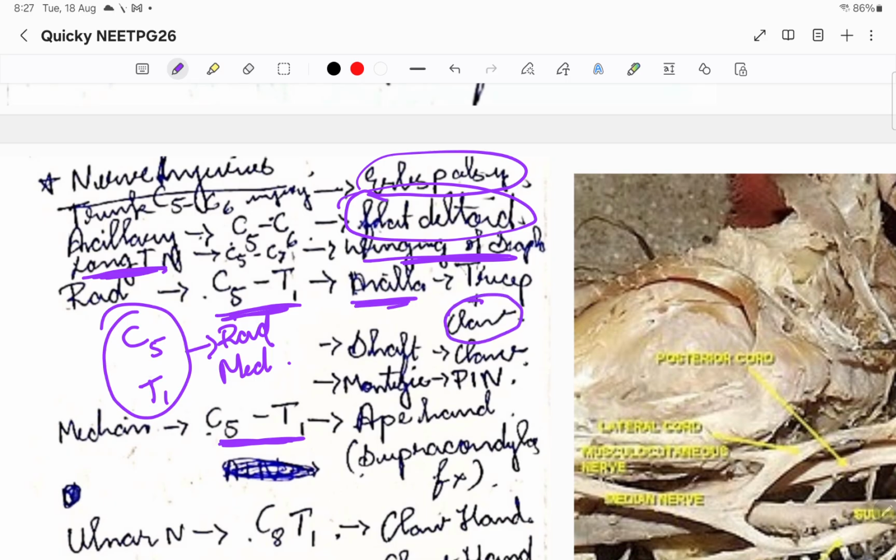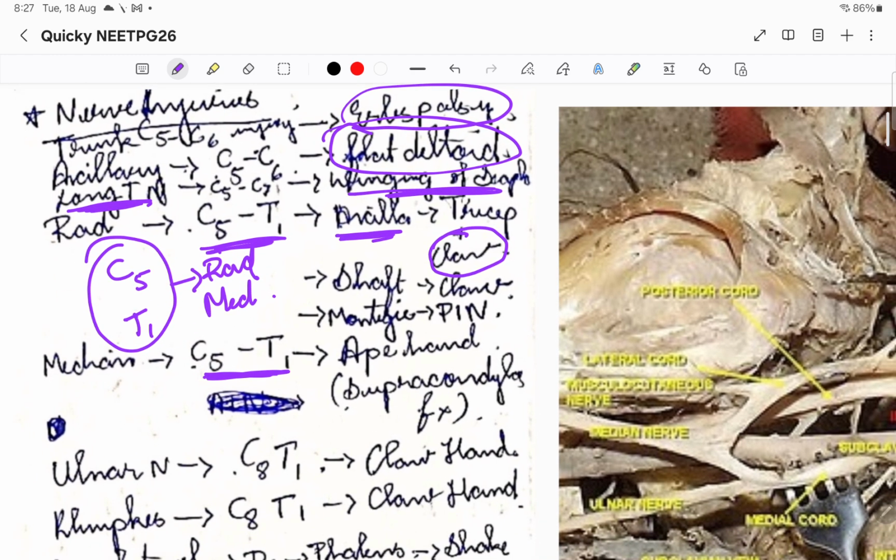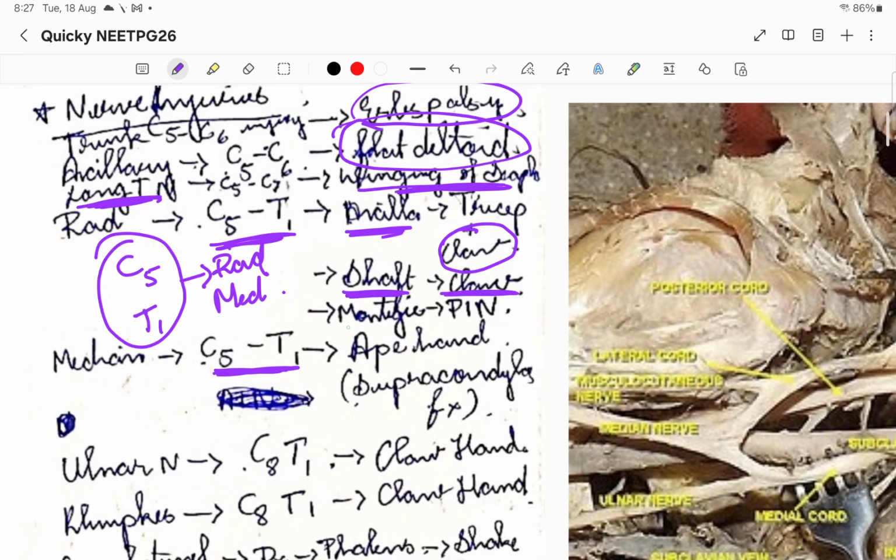I'll tell you why we see claw hand. If it is getting destroyed in the shaft of the humerus, it is going to be claw hand again. But if it is a Monteggia fracture, the posterior interosseous nerve is going to get damaged, and we'll be seeing the claw hand, but not as extensive as we see in destruction in the axillary branch or in the shaft.